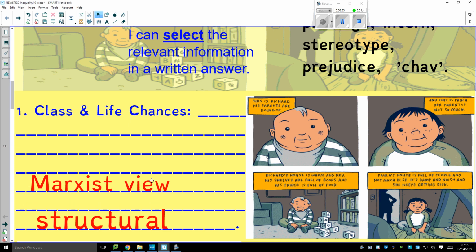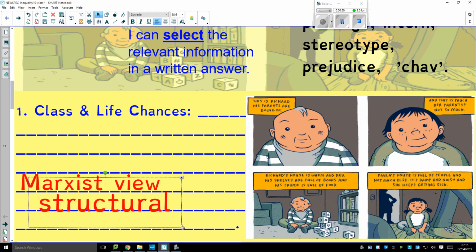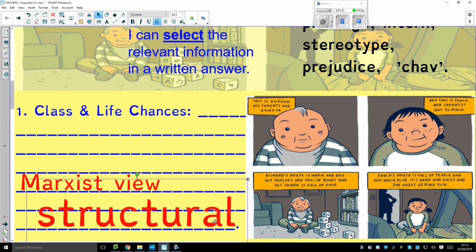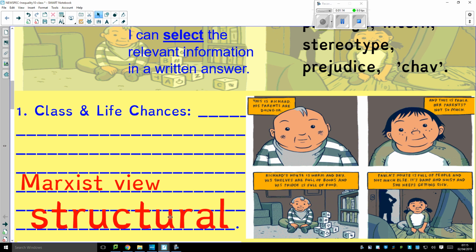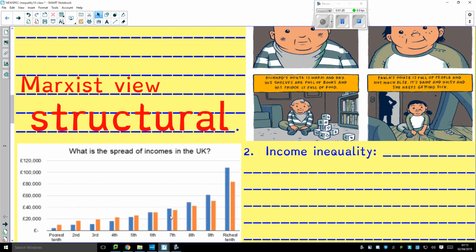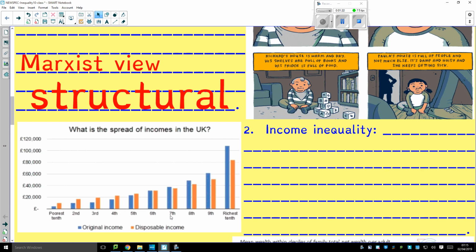Now, if you're a Marxist, your view on this is that, well, yeah, this is structural. If you're a follower of Karl Marx, a Marxist sociologist, you would say that the working class having worse life chances is not an accident, it's not natural, it's structural, it's built into the system. This is how capitalism works. It's done on purpose.